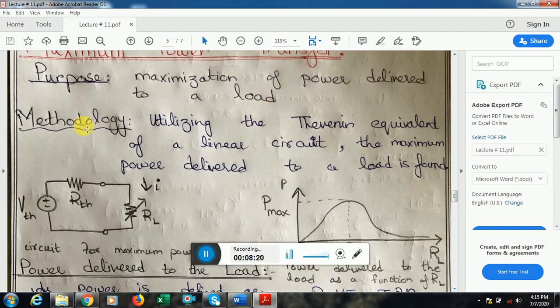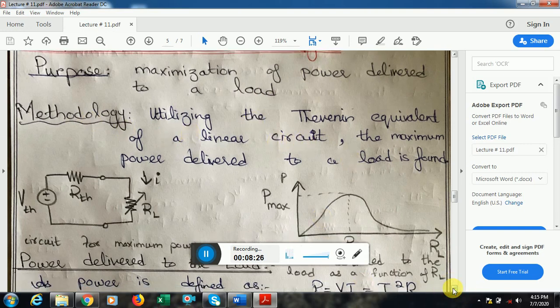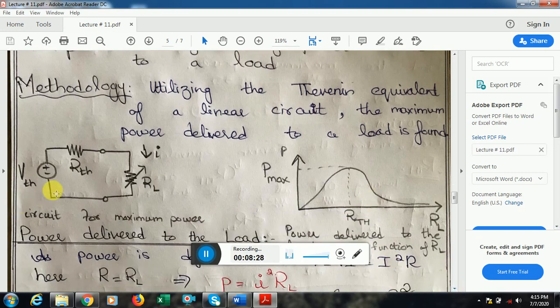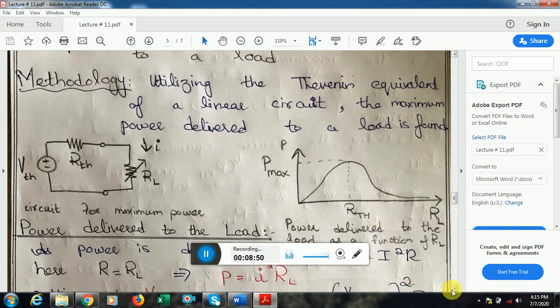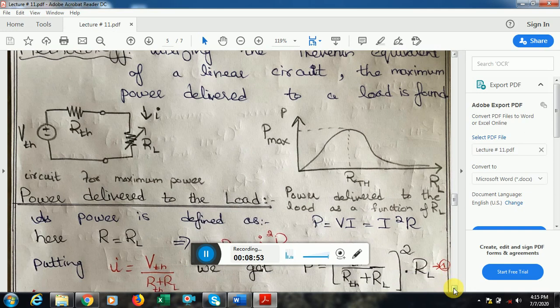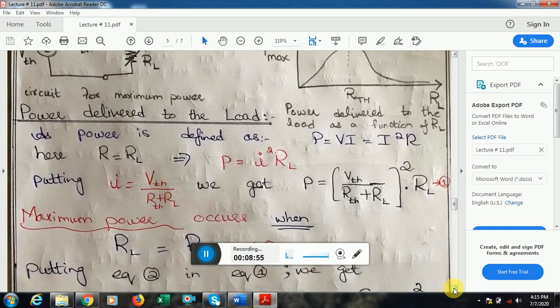And what is the methodology? I have to find the Thevenin equivalent of the circuit, and then from the Thevenin equivalent we get to know what would be the maximum power delivered to a load. For example, if I have an entire circuit and I have to find the level at which the maximum power can take place, first of all I have to transform the entire circuit into its V Thevenin and R Thevenin, which is the Thevenin equivalent of the circuit. The point at which the maximum power is transmitted is RL is equal to R Thevenin. When the load resistance is equal to the Thevenin equivalent of the circuit, that is the point at which maximum power is delivered. So we know that P is equal to VI, which is further equal to I square R.